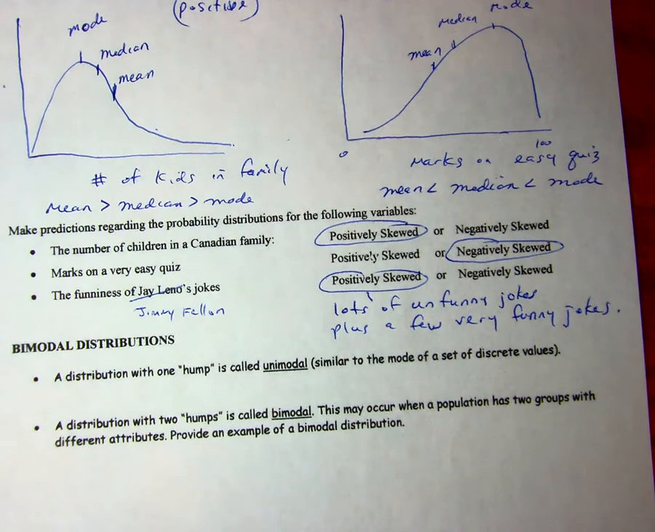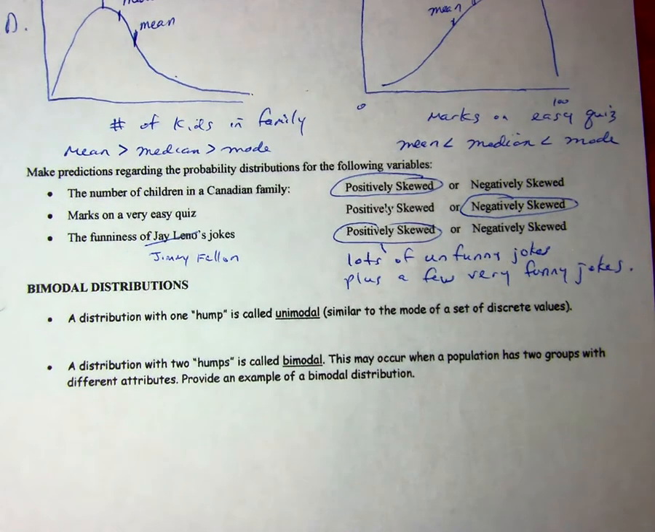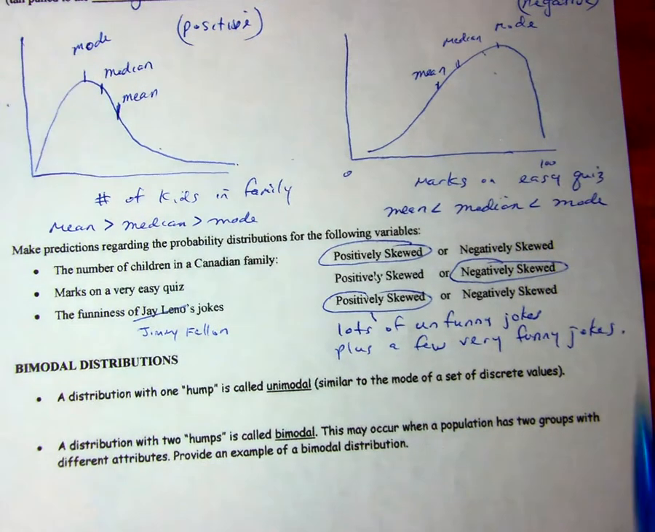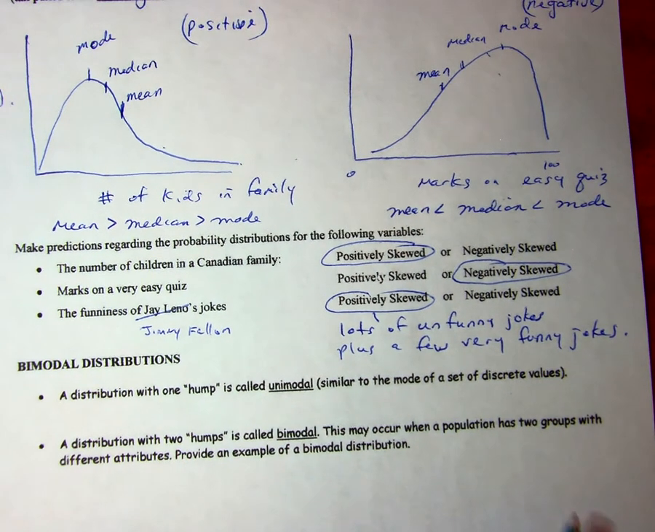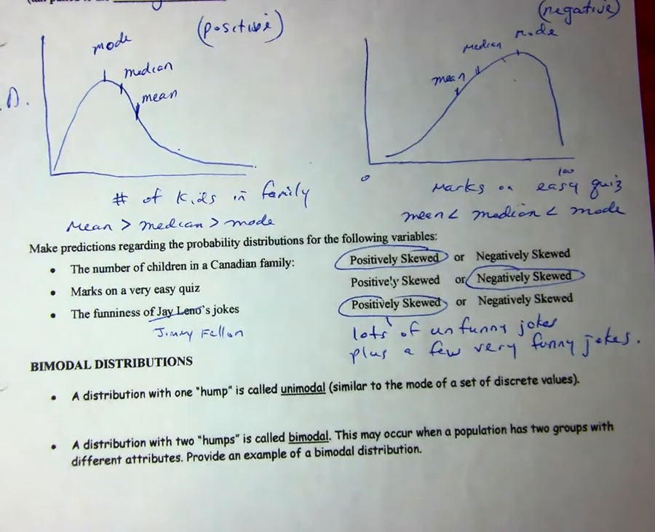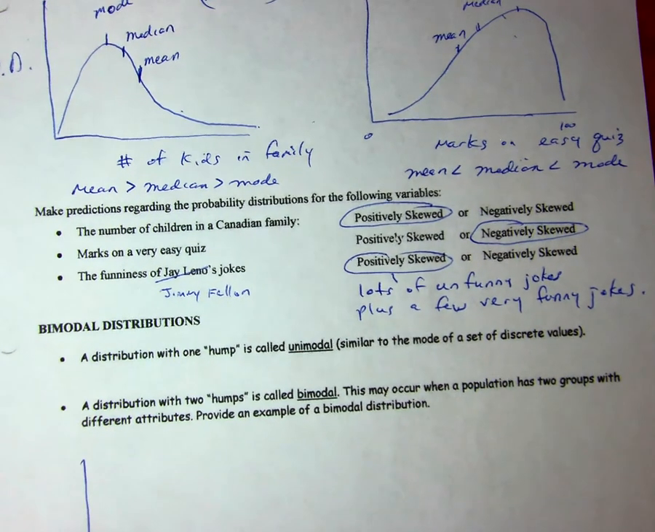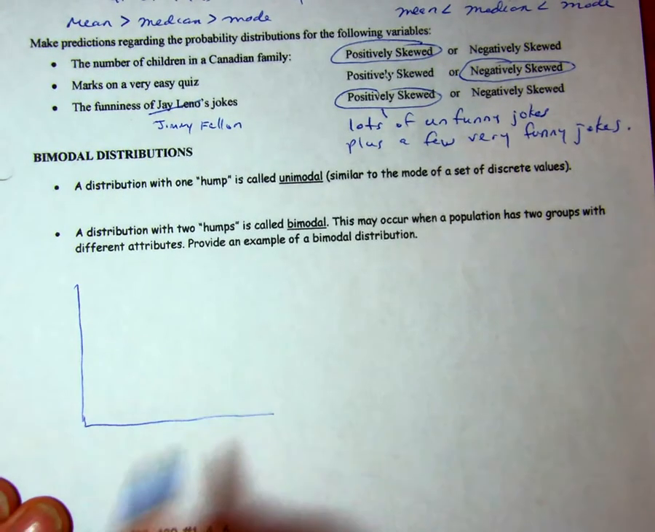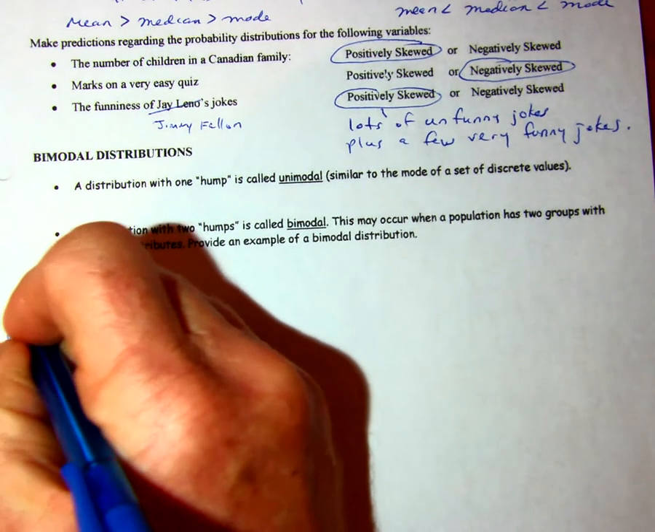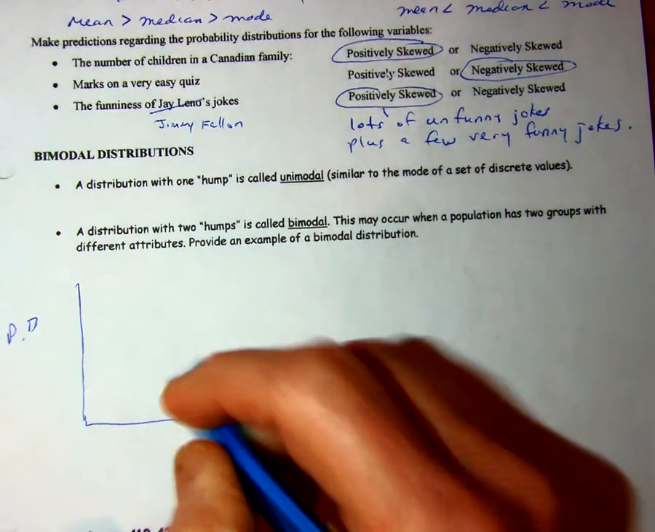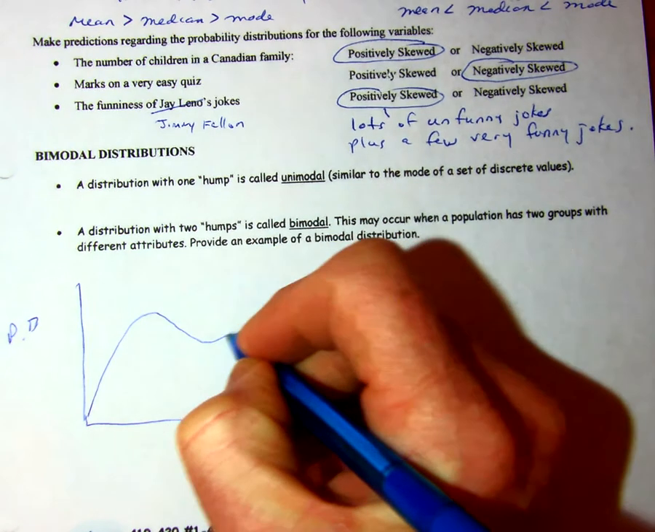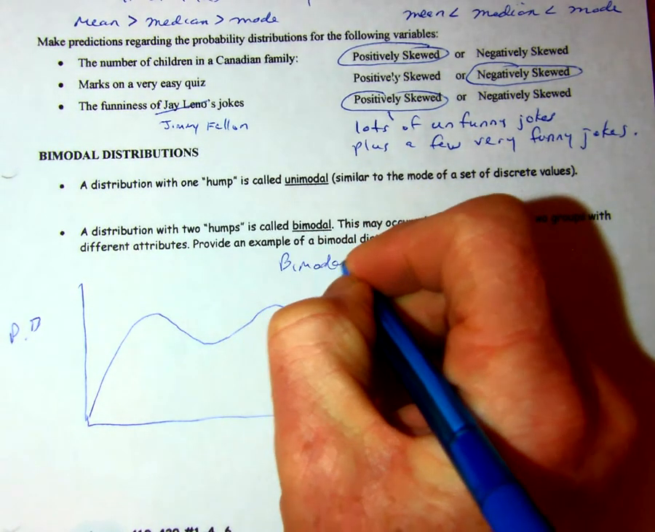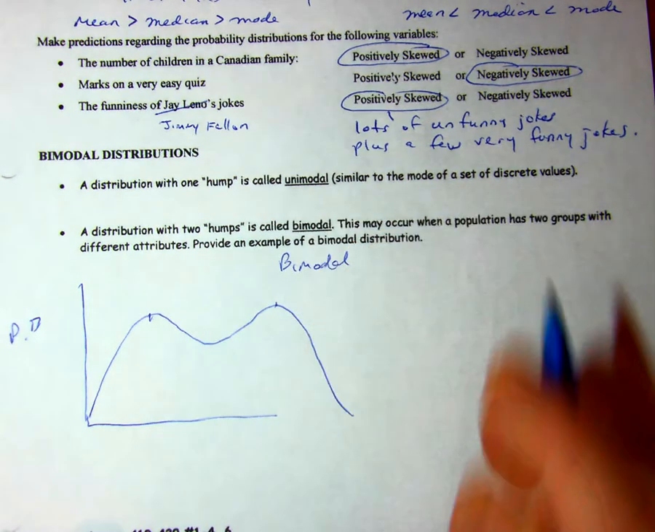All right, and we're almost done. So a distribution with one hump is called unimodal. There's only one mode. What do you call something that has two humps? A camel. Awesome. Good answer. I like that. But in terms of probability distributions, something that has two humps is called bimodal. There's two modes. There's one here and let's say one there, right?